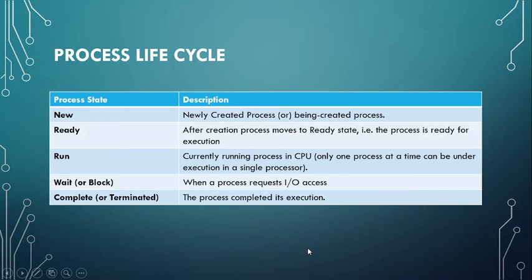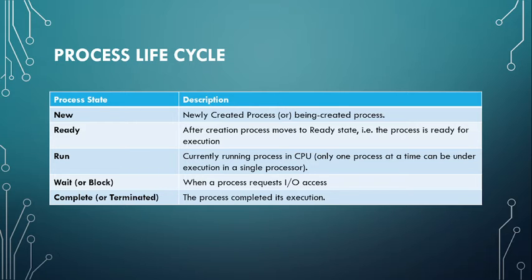So the first state here is new or start: a newly created process, or a process being created. When a process is created, the process state is start or new. Then comes the ready state. The process is created and then it moves to the ready state. That is, the process is ready for execution. It is not running, the process is ready.